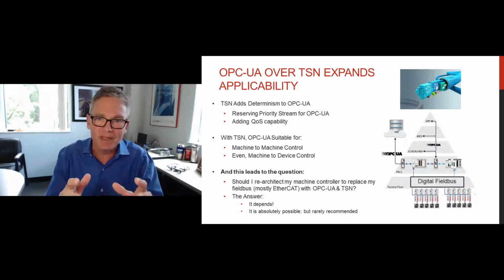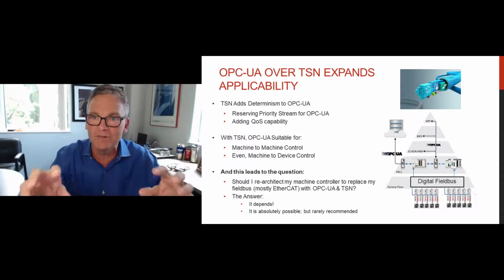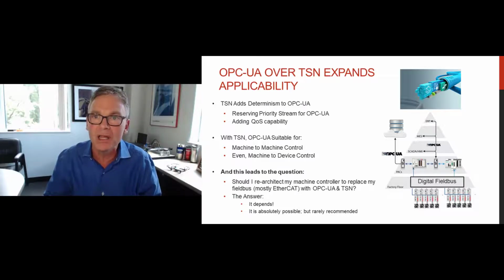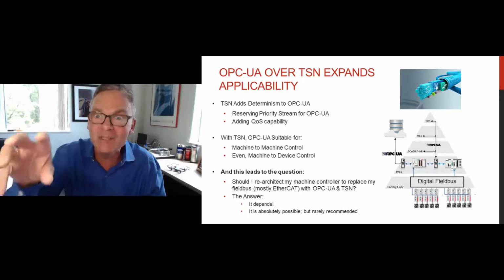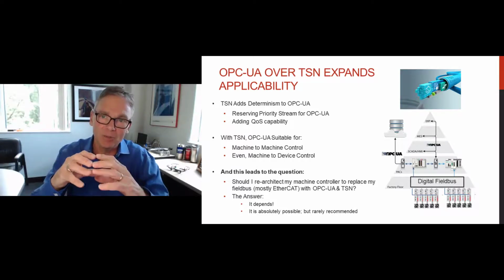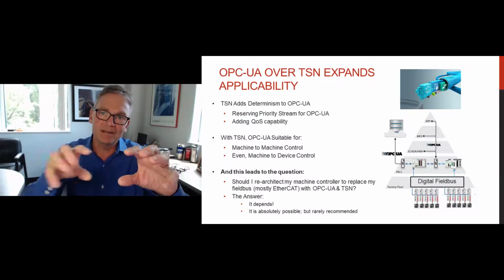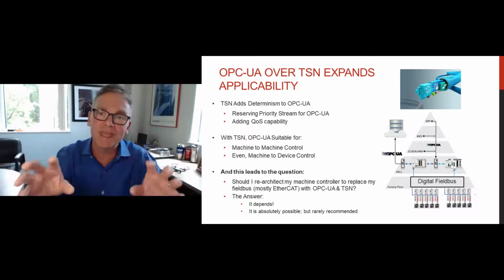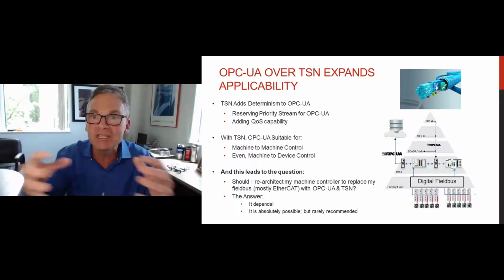OPC UA is this fantastic communication for seamlessly transferring important and variable data between devices, but it's not deterministic. And TSN is a standard that can help you transform OPC UA into a deterministic protocol. And so what that means is that now you can use OPC UA with TSN as a communication layer between two machines. And then what that does is it allows you to speed up your environment, optimize your environment for the machine-to-machine communication.